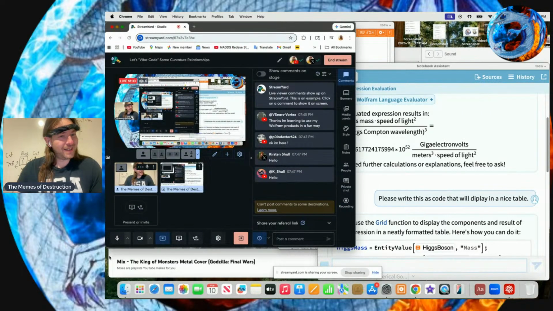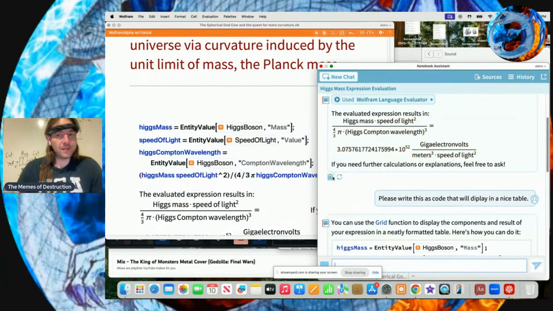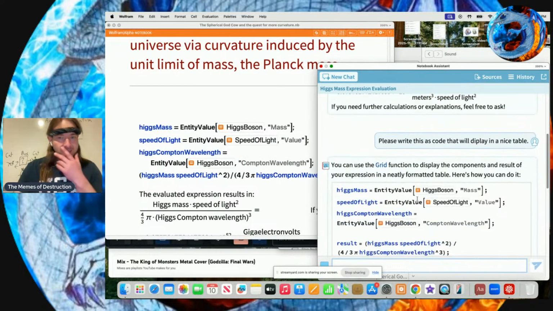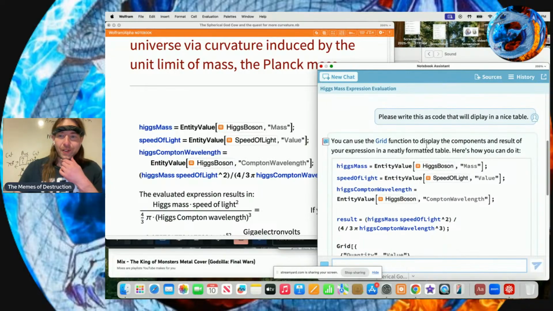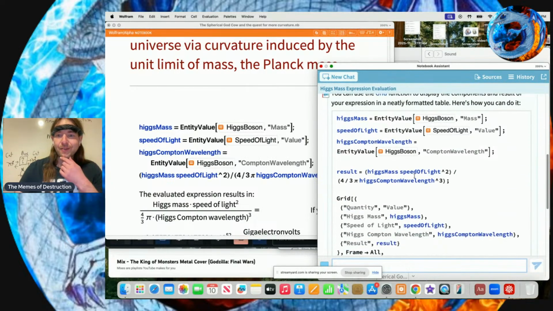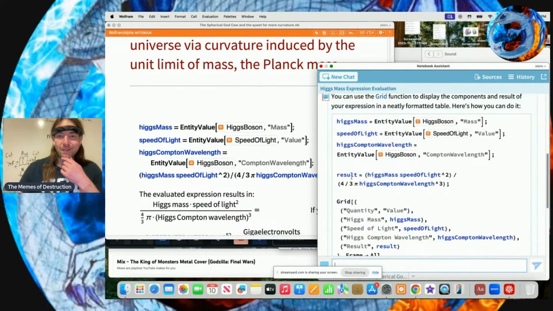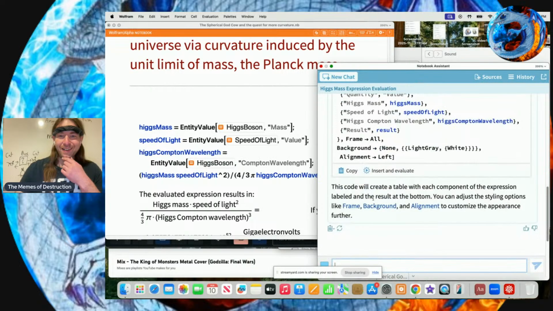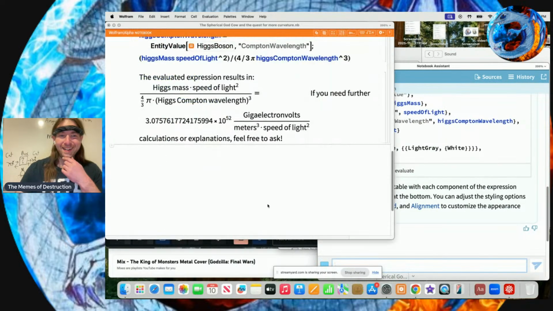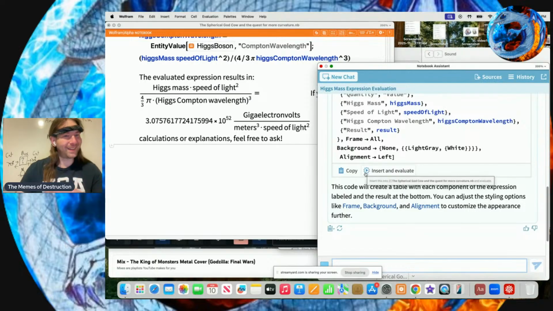All right. Back over there. So, we can just use the Grid function to display. Okay, that's basically what I'm looking for. I don't necessarily need a table. I just want it gridded out in a way that makes sense. I mean, this looks like pretty clean code. The question is, will it work? Let's see. Insert and evaluate.